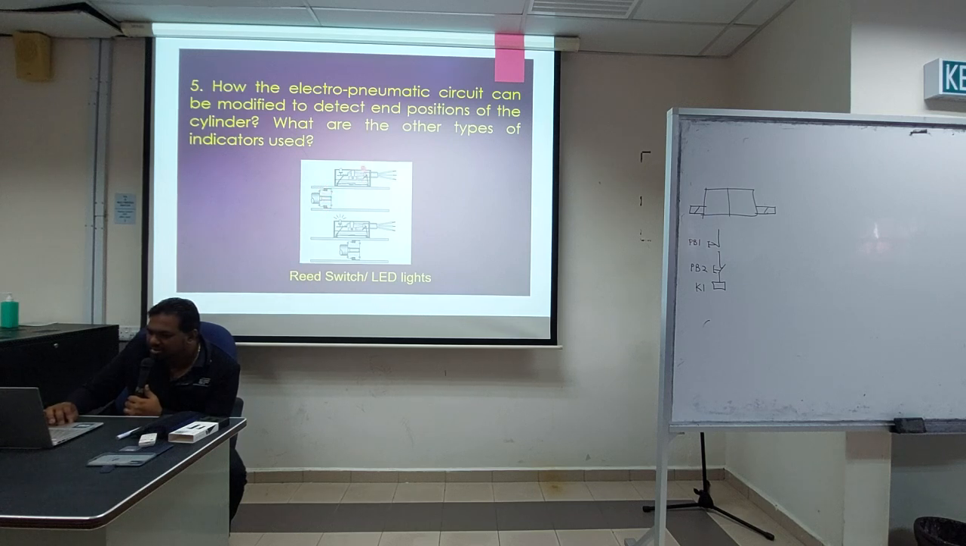So dalam ni ada. So when you reed switch, dia detect magnet. So dia akan on kalau ada magnet yang terdekat. So dalam ini, you have a magnet. So when it goes near, dia akan on lah. Dia akan ada connection. Dia akan detect that that's the end position. Kemudian one more thing, LED light. So LED light pun dia boleh indicate whether it already reached the end position. So what are the other types of indicators used? So LED light dengan reed switch lah, for you to detect the end position.